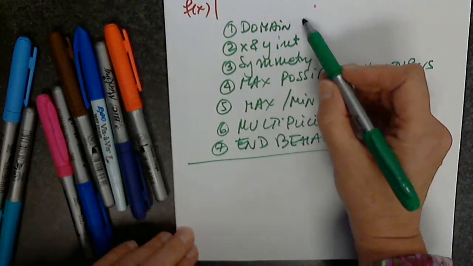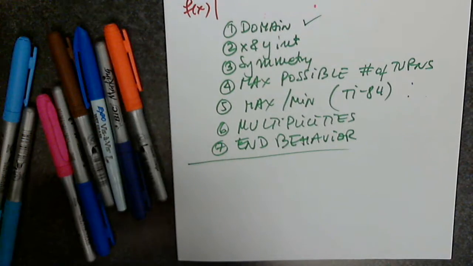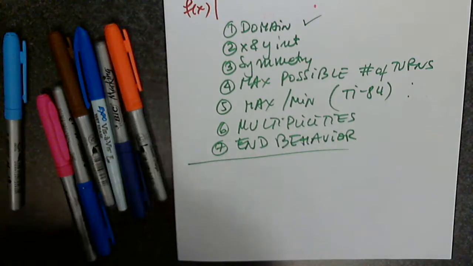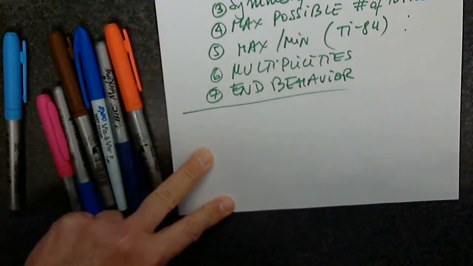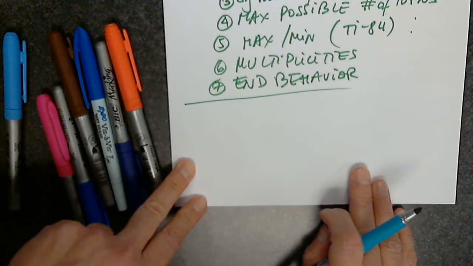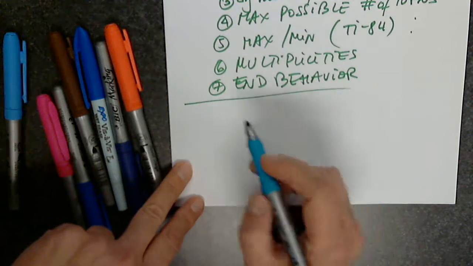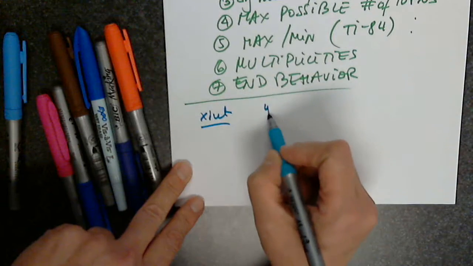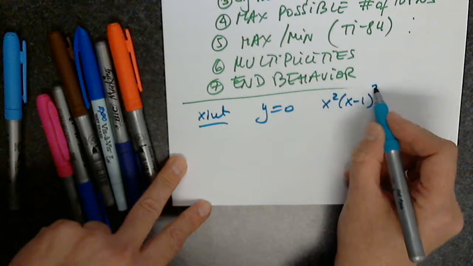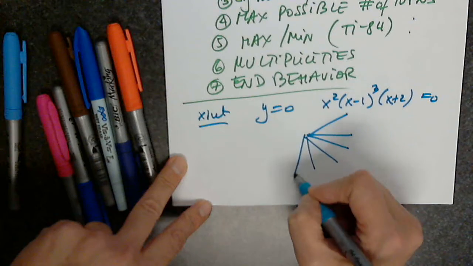Okay, we already have the domain. How do I determine the x-intercepts? And how many solutions will I have to write no matter what? 6 solutions, very good. Some of them may repeat, which is possible, but I have to write six solutions. So for the x-intercepts, I have to set y equal to 0. This is nice because it's already factored for us, so I will be able to write those six solutions very easily.